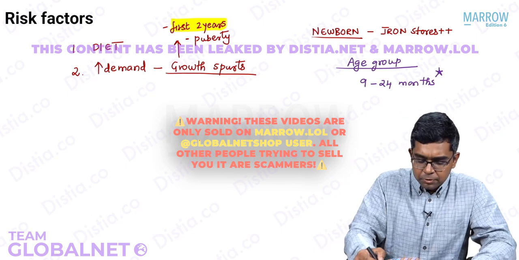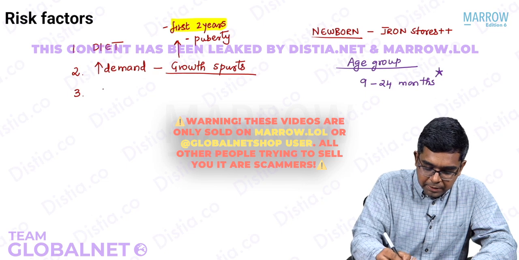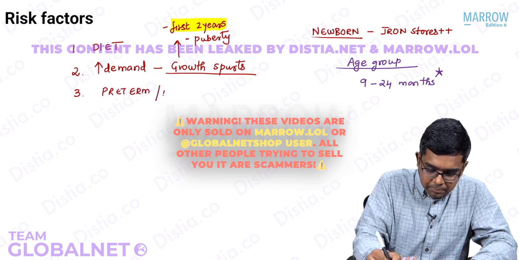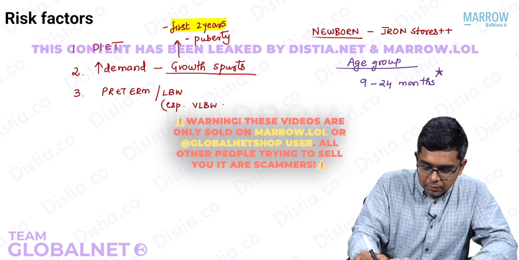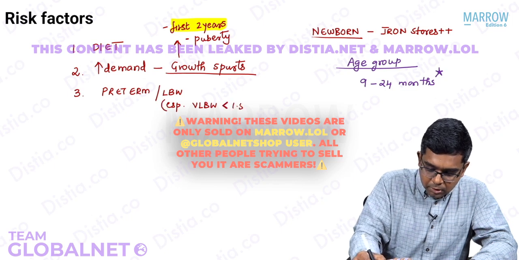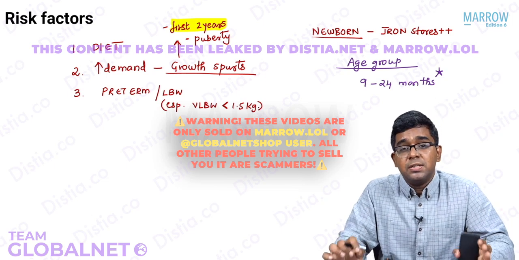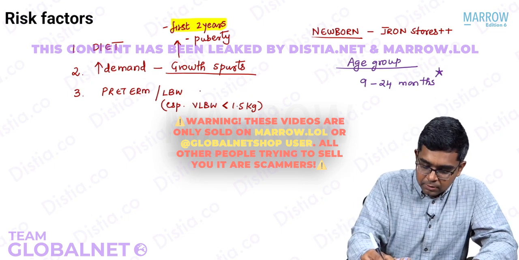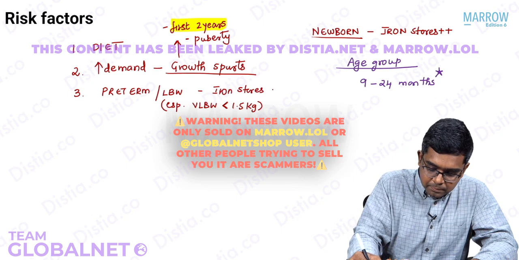The next group of children who are prone to iron deficiency anemia are babies born as preterm babies or low birth weight babies, especially very low birth weight babies, which refers to a weight of less than 1.5 kilograms. Why do you think so? In this group, iron stores are very, very less. That is why they are prone to developing iron deficiency.